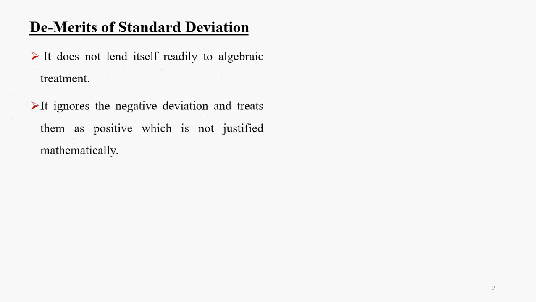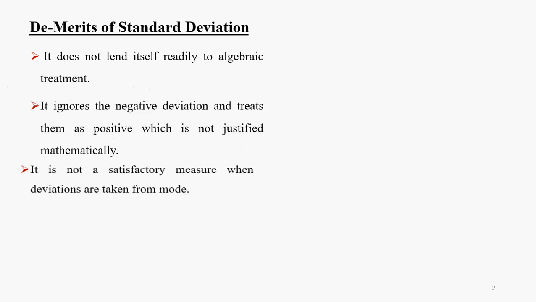Moreover, it ignores the negative deviations and treats them as positive, which is not justified mathematically. As you know, the results are only positive. Even the negative is assumed to be positive. So it is not justifiable. This is the second problem.